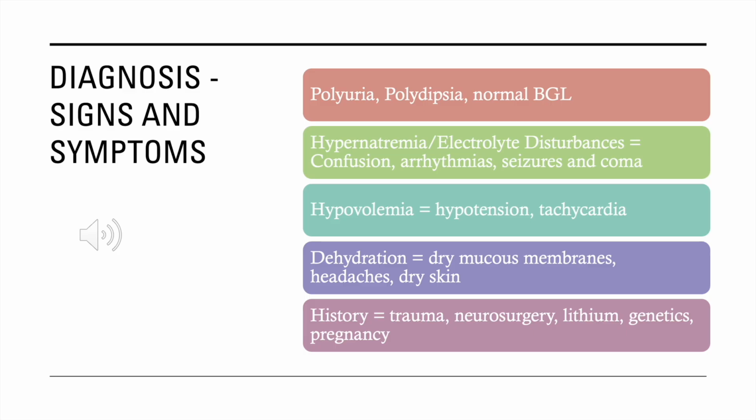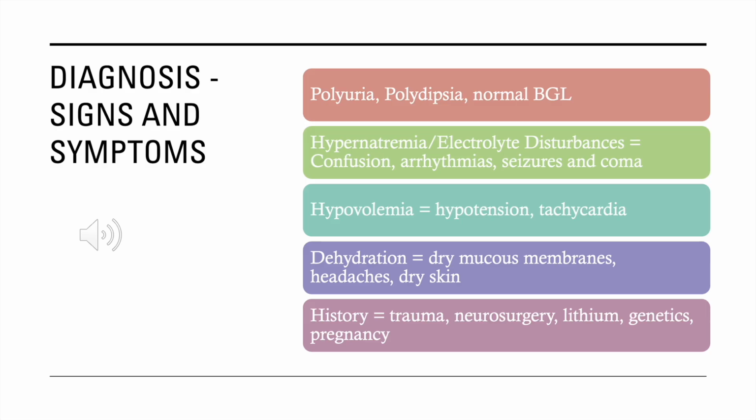Confusion, arrhythmias, seizures, and coma may arise from hyponatremia or electrolyte disturbances. Hypotension and tachycardia may occur due to hypovolemia. Dry mucous membranes, headache, and dry skin with reduced elasticity may occur due to dehydration.